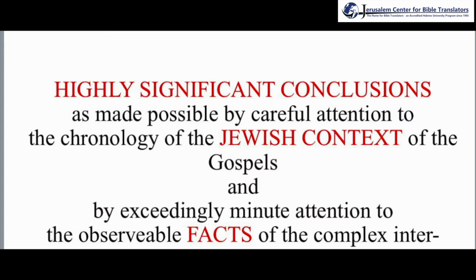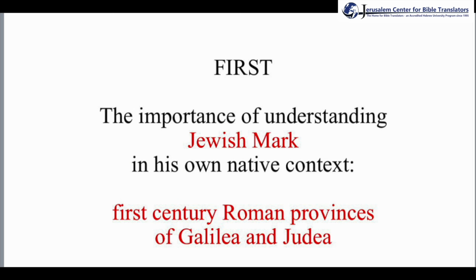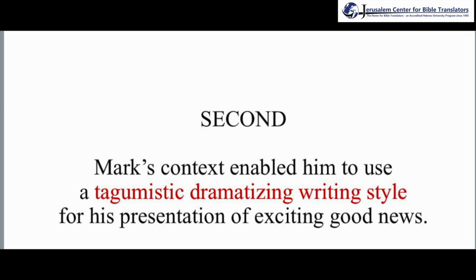So, what do we conclude of having looked at these five topics? Highly significant conclusions are made possible by carefully paying attention to the chronology of the Jewish context of the Gospels and exceedingly minute attention to observable facts of the complex interrelationships between the Gospels. First, the importance of understanding Jewish Mark in his own context, first century Roman province of Galilee and Judea, nearly 2,000 years ago. Second, Mark's context, which enabled him to use a Targumistic dramatizing writing style as he wants to present exciting good news.